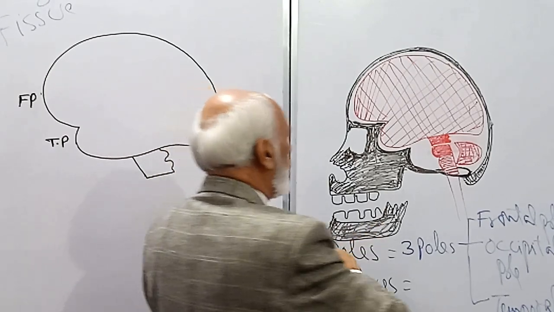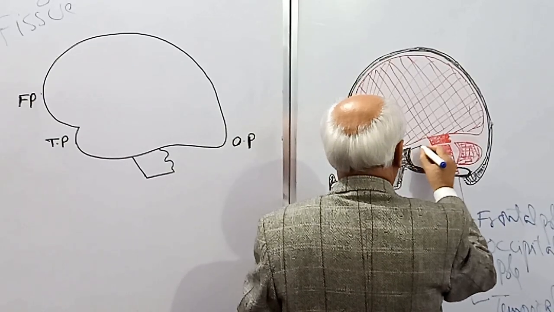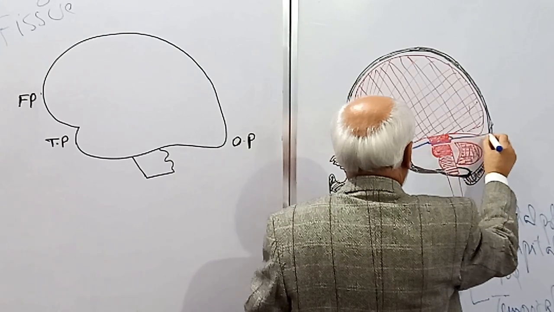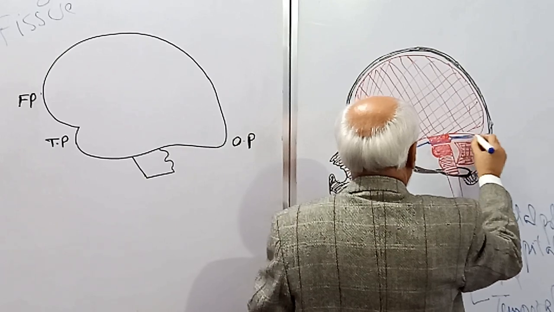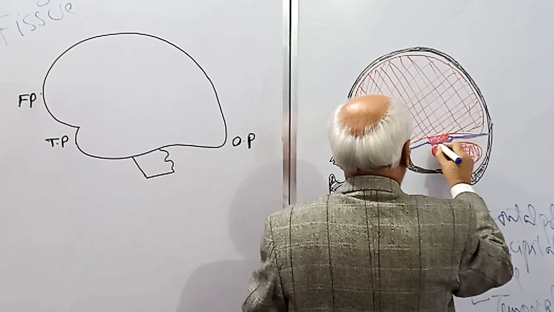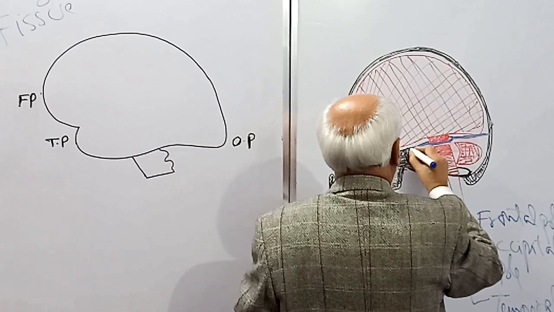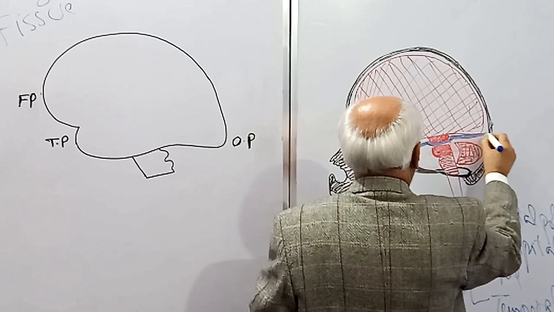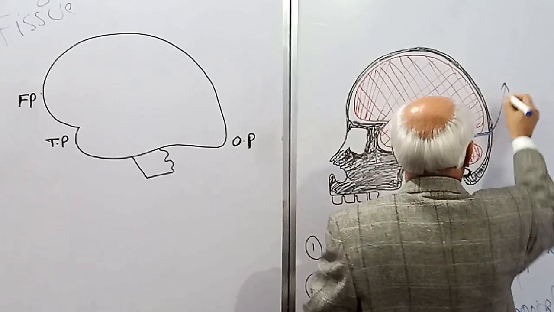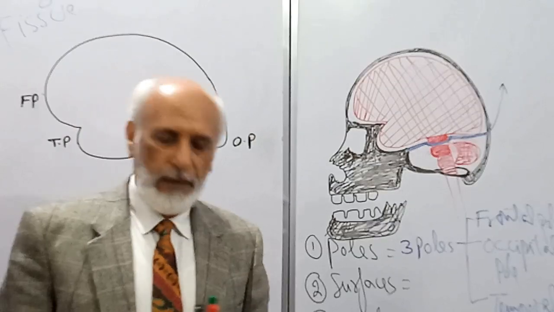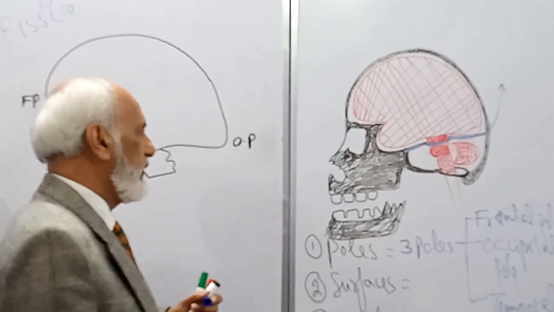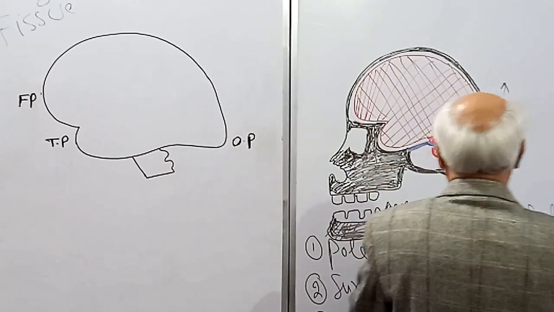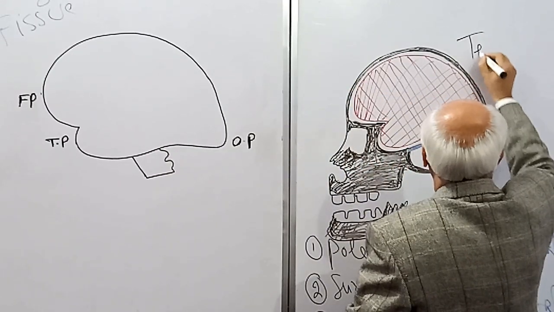Now here there is a dural fold, a fold of dura mater, which roofs the posterior cranial fossa. It is a dural fold and is known as the tentorium cerebelli.